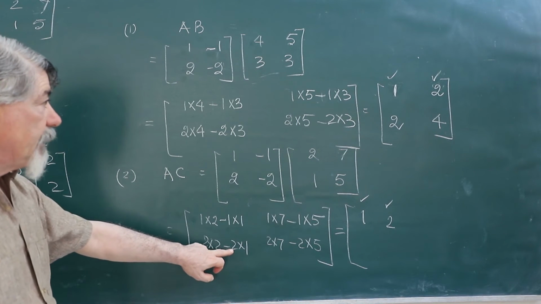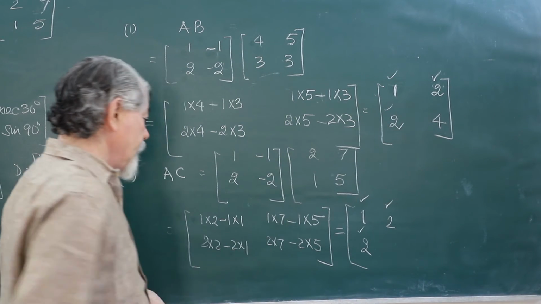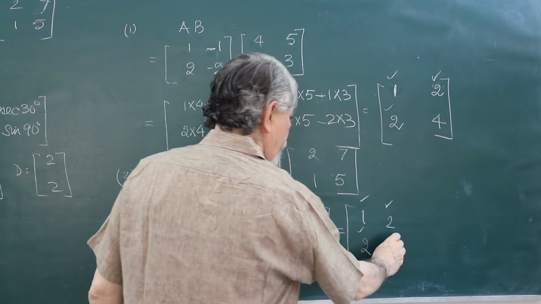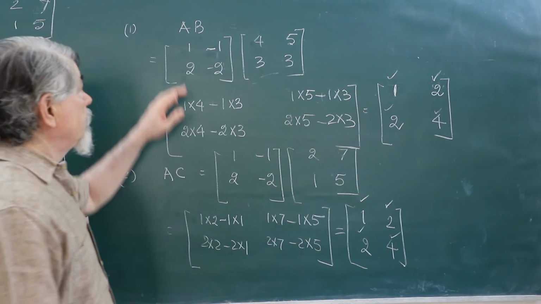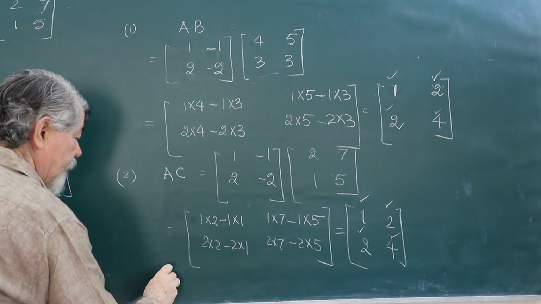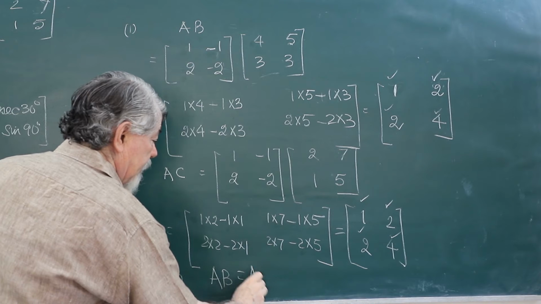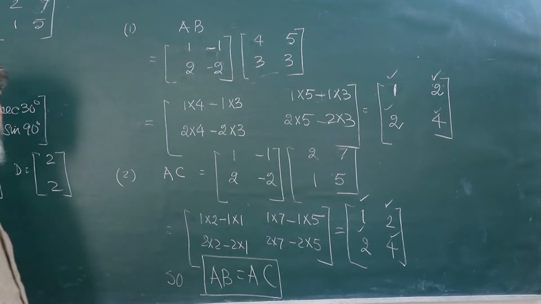2 2s are 4 minus 2, that is 2 again. This is the same. 2 7s are 14 minus 10. 14 minus 10 is 4, so it is the same. So that means the matrix AB is equal to AC. That's what we had to prove in this matrix multiplication.